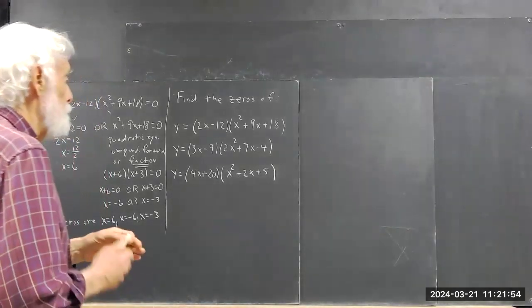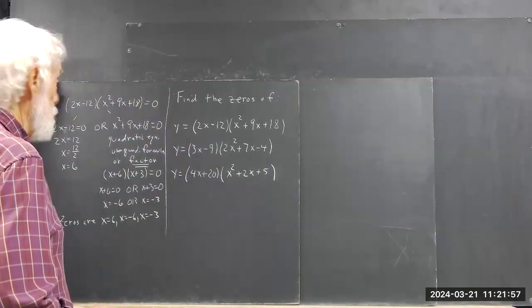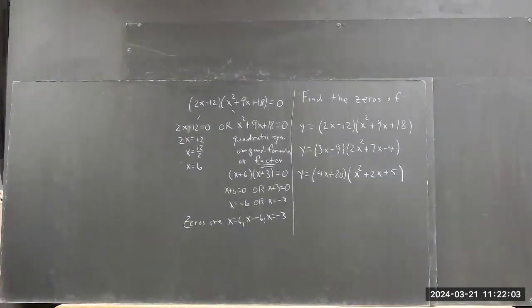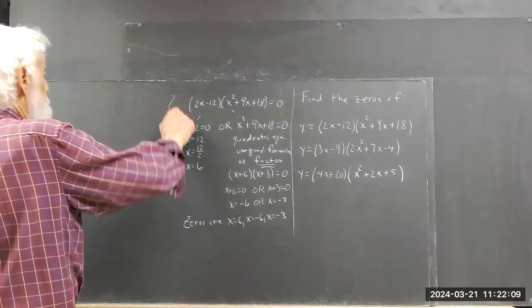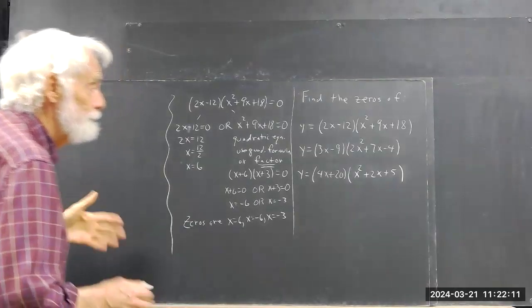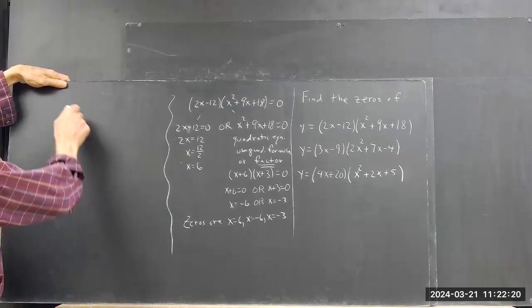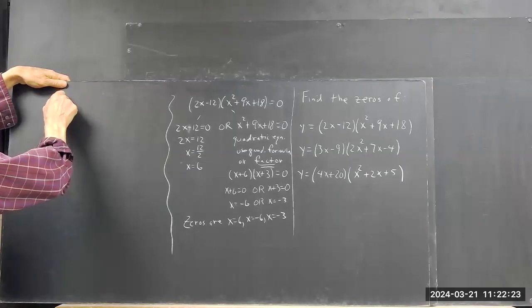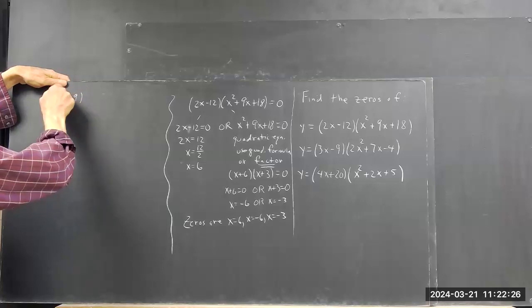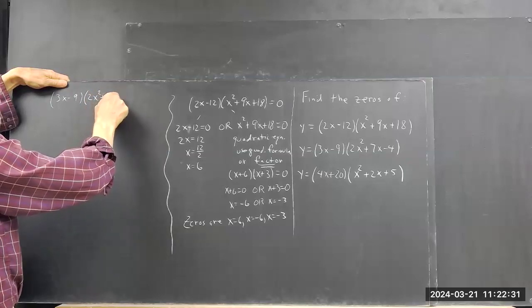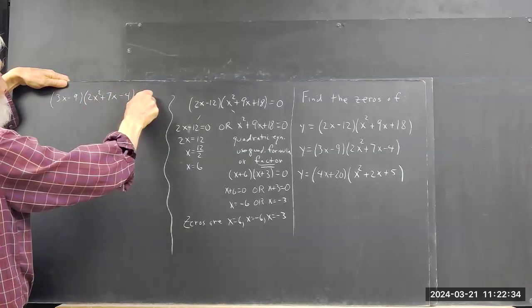Okay, now people seem to be doing pretty well with the second one as far as breaking it down into two equations, but people don't seem to remember the quadratic formula, and you need to review that, and you need to get that into your head. And if you do the upcoming assignments the way they need to be done, that should happen. Okay, so you have 3x minus 9 multiplied by 2x squared plus 7x minus 4 equals 0.